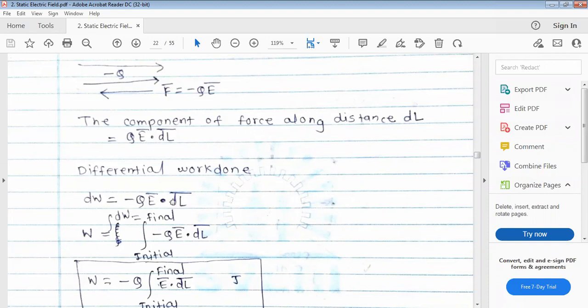So it means you did the work. Okay, you did work, and that work is given by dW, which is equal to minus Q E bar dot dl bar.